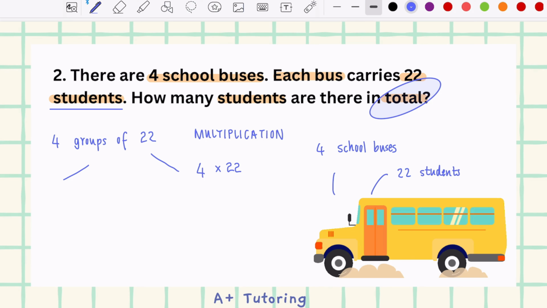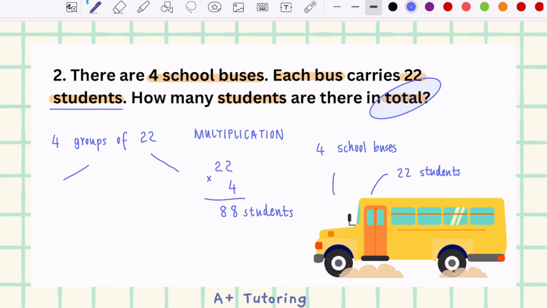And an easier way to write this down would be like this. So it's workout friendly. So 4 times 2 is 8, and 4 times 2 is 8. So we've got our answer, which is 88. And what are we counting here? Students.